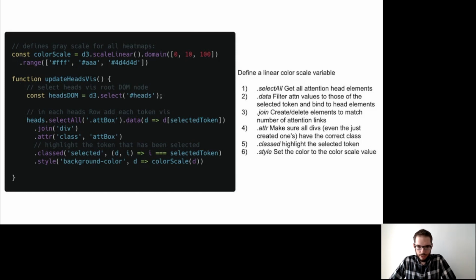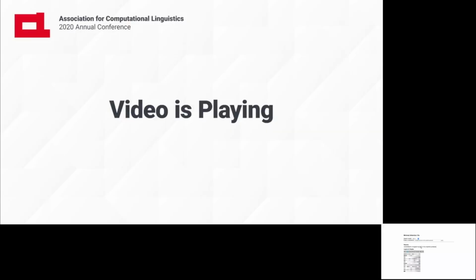Then with the .attribute, we can make sure that all of the divs, even the ones that we just created, have the correct class. Then with the .classed, again, we highlight the selected token differently from the rest. And finally, we set the style to be according to the color scale that we defined above. So now again, with a single call, to be fair, it is multiple lines long, but with a single call, we now have created all of the attention visualization parts.